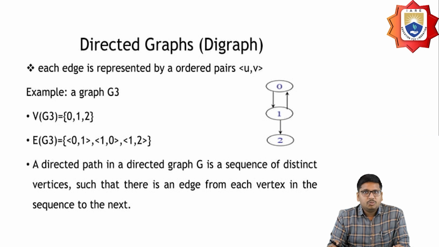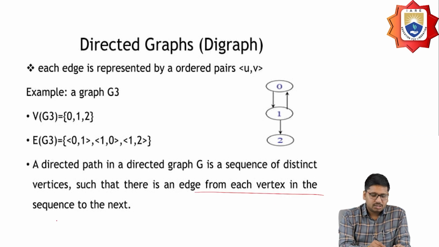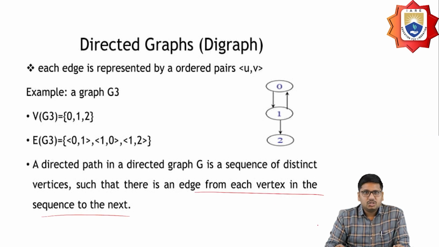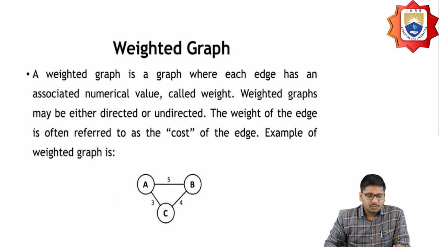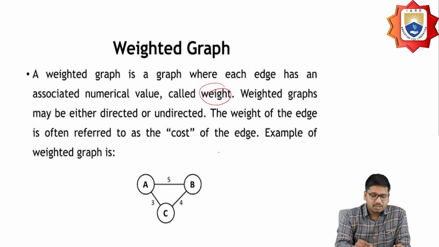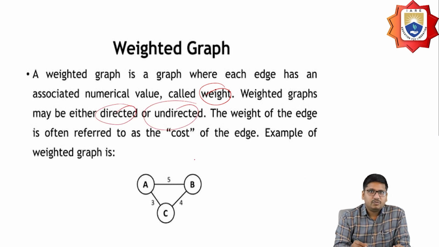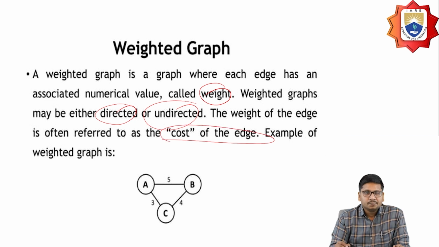And a directed graph is what we call a digraph. Each edge is represented by an ordered pair. A weighted graph is a graph where each edge has an associated numerical value, which we call weight. This weighted graph may be directed or undirected, and the weight of the edge is often referred to as the cost of the edge.